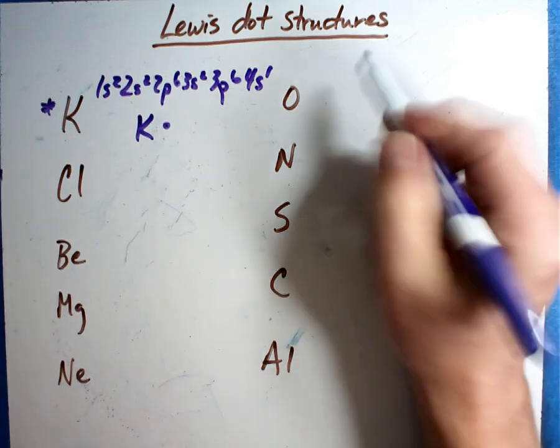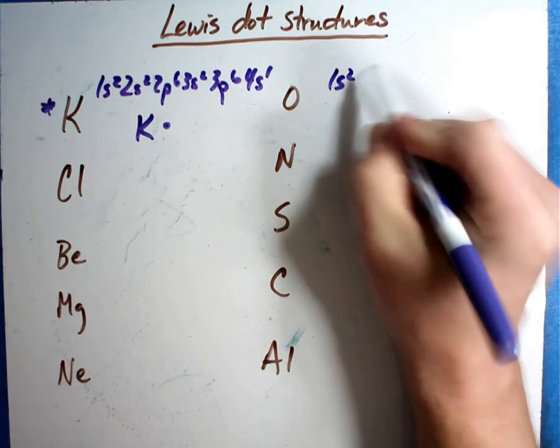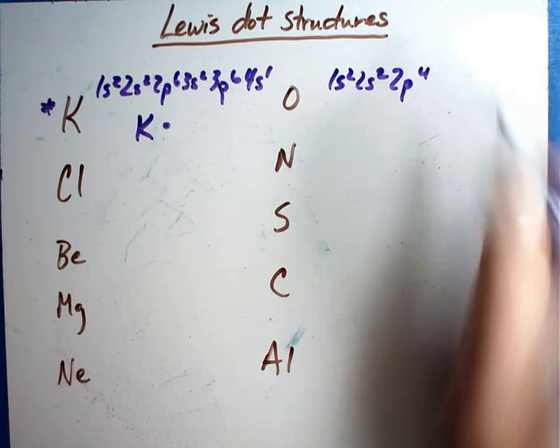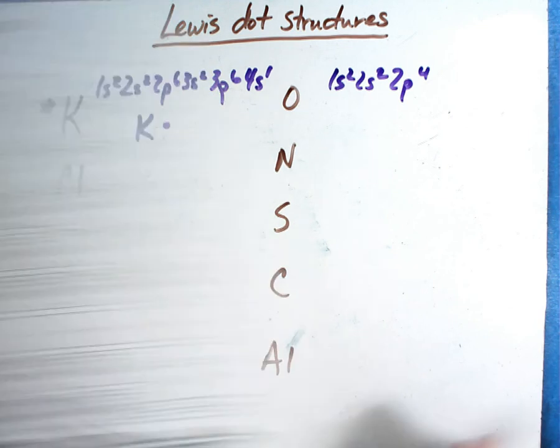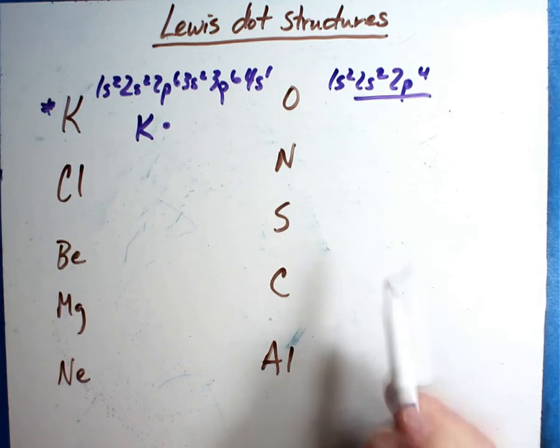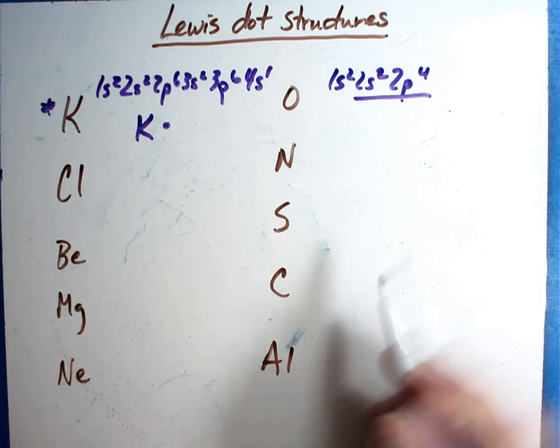If you jumped over and did oxygen, again, I'll write the electron configuration: 1s2, 2s2, 2p4. And again, it becomes very logical as you look at the chart. Second Street, P section, 1, 2, 3, 4, 2p4. But both of these are in the P section, so that means it has 6 valence electrons.